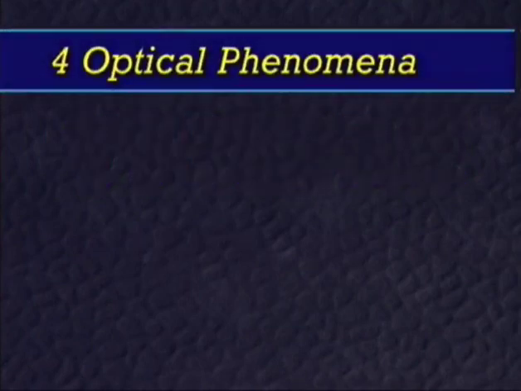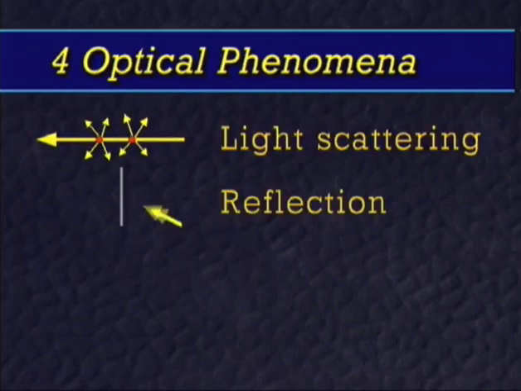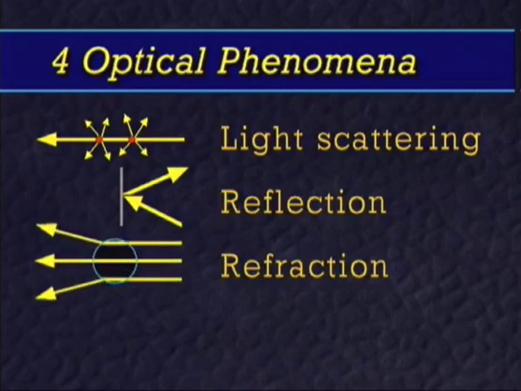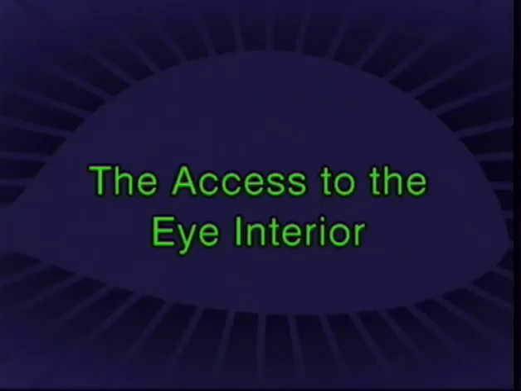Actually, the slit lamp is a unique instrument because it makes even the invisible visible. How is this possible? This is accomplished by generating 4 optical phenomena which occur in transparent media, that is, light scattering, reflection, refraction, and absorption. Before explaining these phenomena, some problems related to accessing the eye interior shall be discussed.